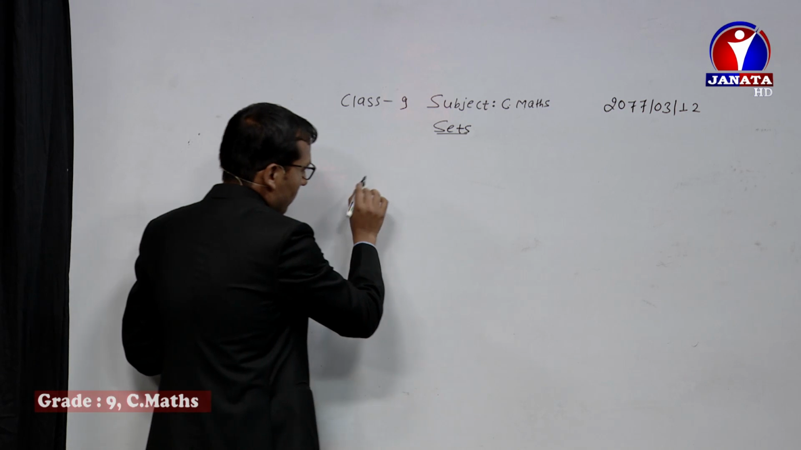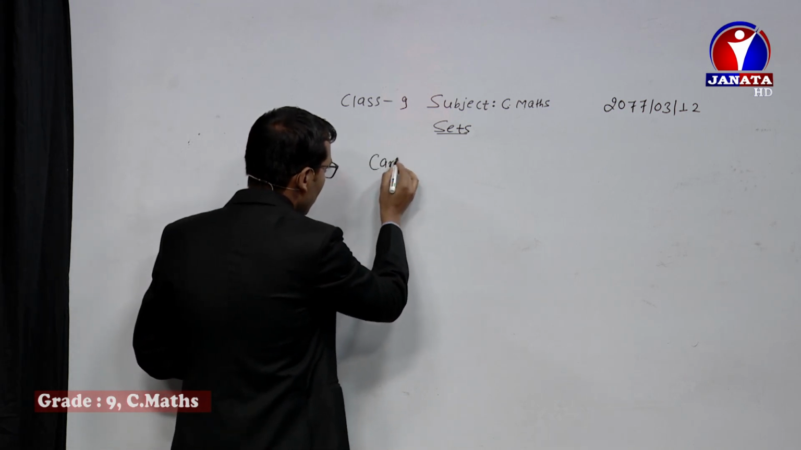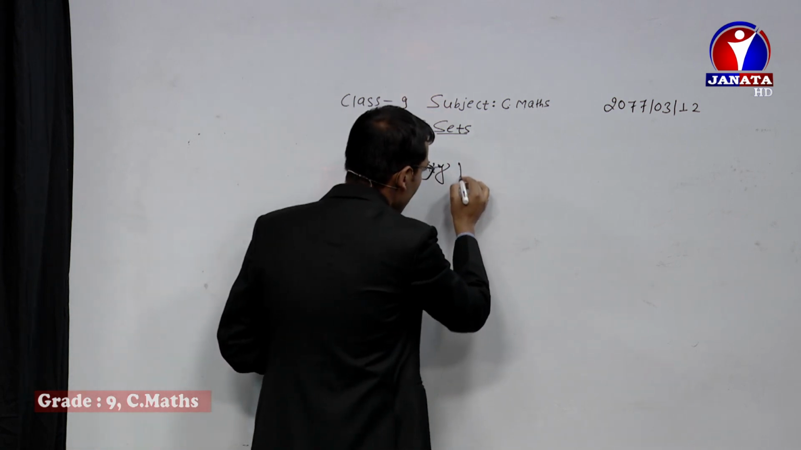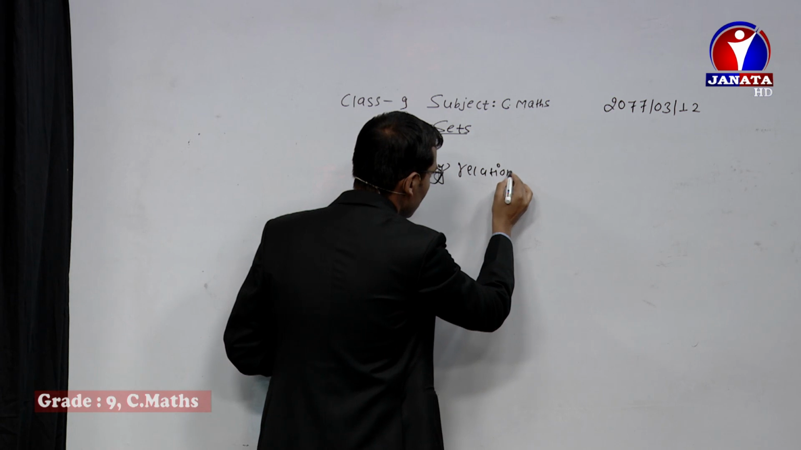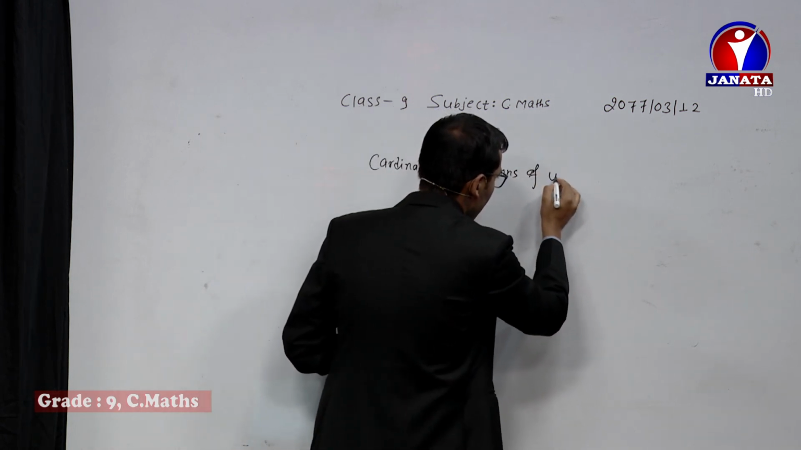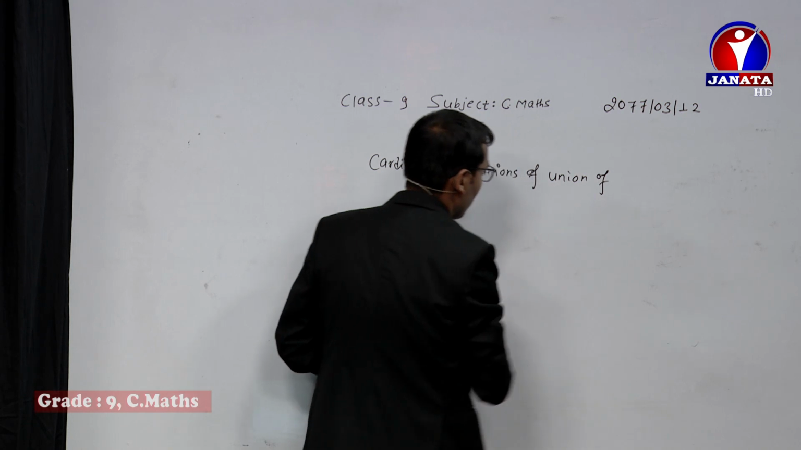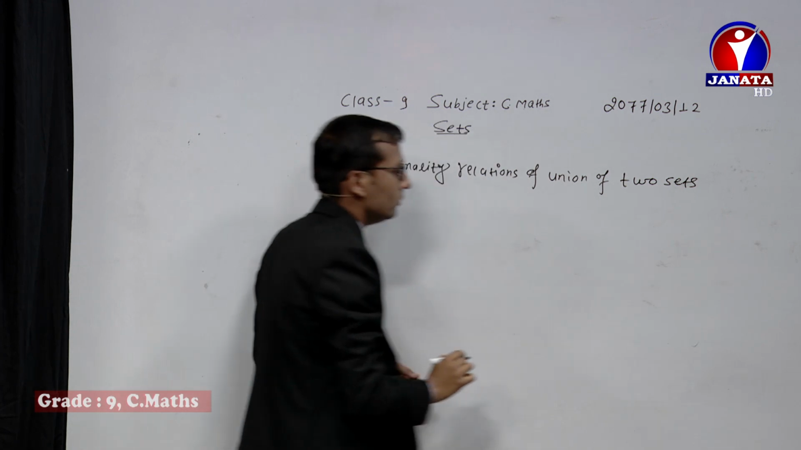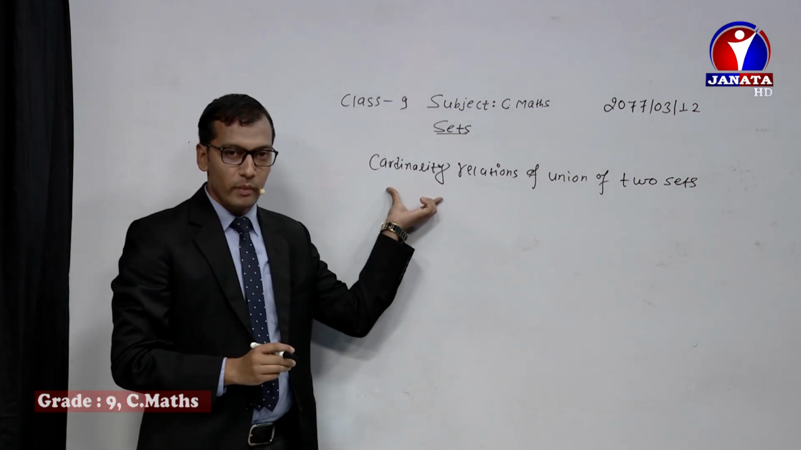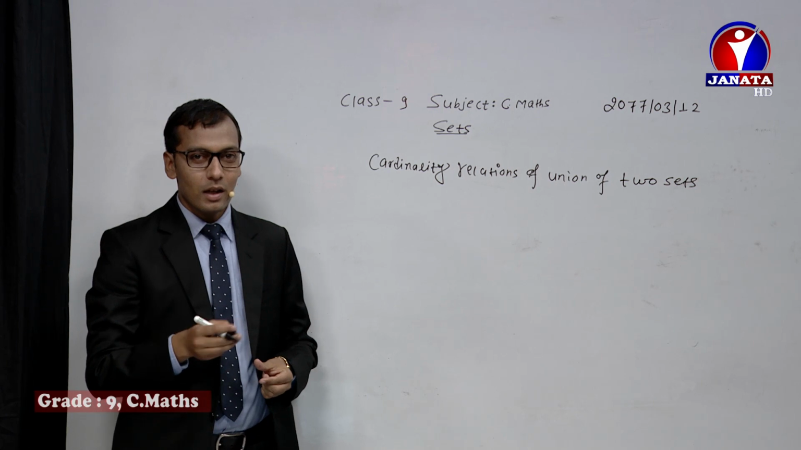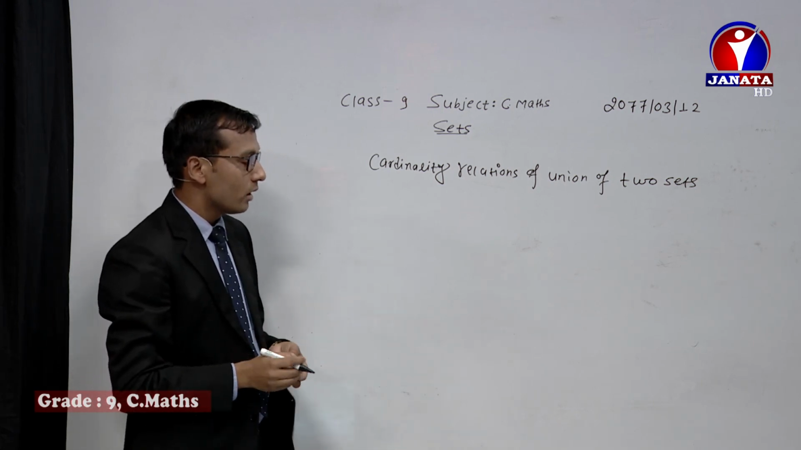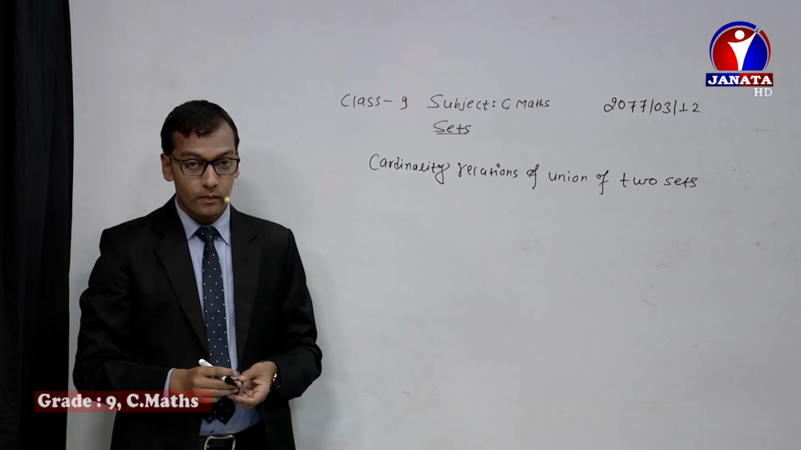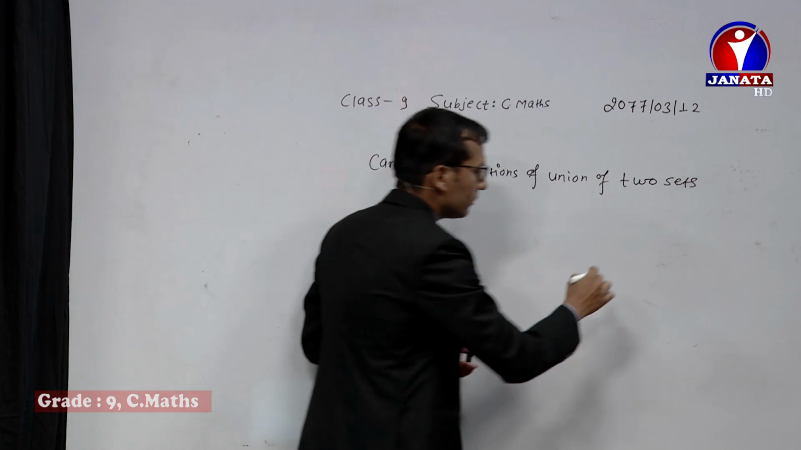So today's objective is cardinality relations of union of two sets. This is today's main objective of the class. I am going to discuss this with the help of a Venn diagram. So let me draw the diagram.